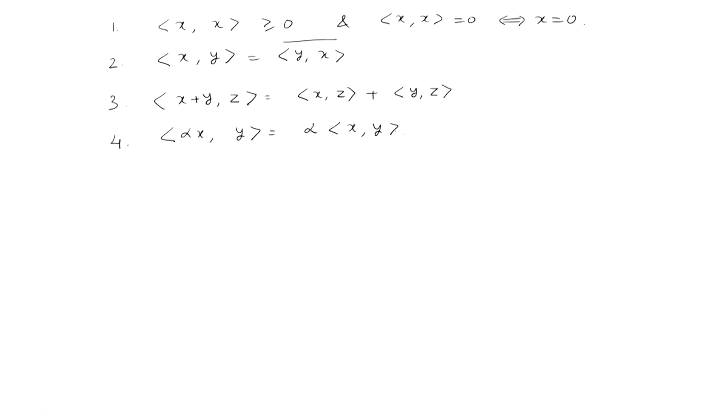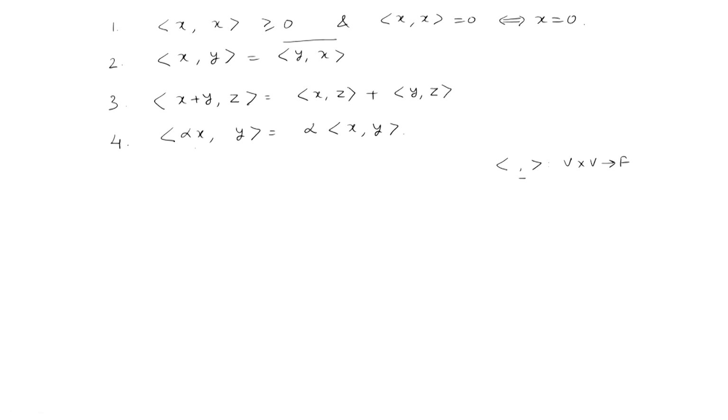So, if you have a function defined like this from V cross V to F satisfying these 4 properties, then that product is called an inner product. And the vector space in which this inner product is defined is called an inner product space.